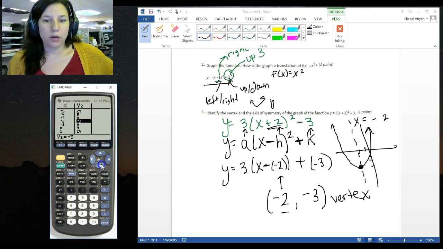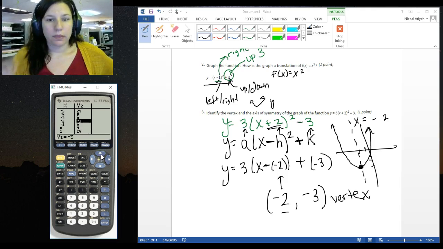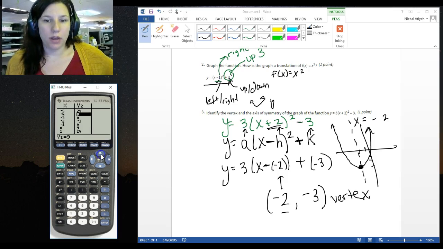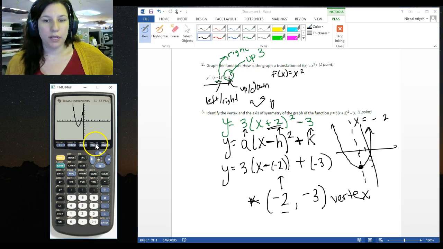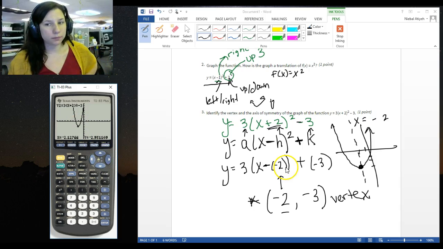So when I look here, notice it went 24, 9, 0. It hit -3. That was the bottom. And then it started going back up again, 0, 9, 24. So this also tells me my vertex is at -2, -3. Or when you're at the graph, you can hit the trace button and move your mouse down. -2, -3.